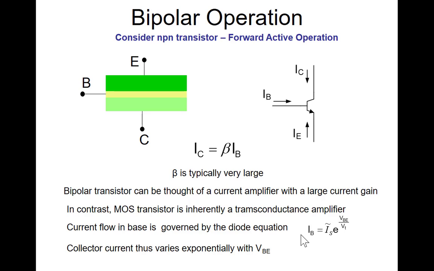So we see that the collector current varies exponentially with the base emitter voltage. So if you want to think of it as a transconductance type device, in the MOS case, the current varied with the square of the gate to source voltage in the saturation region. In the bipolar device, the current varies with the exponentiation of the base emitter voltage. Okay.